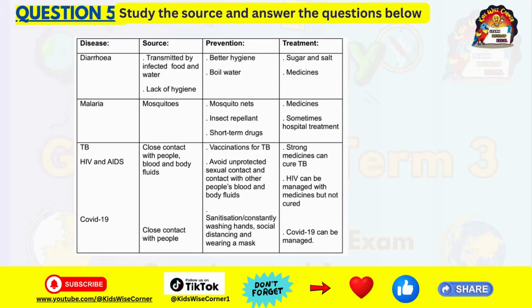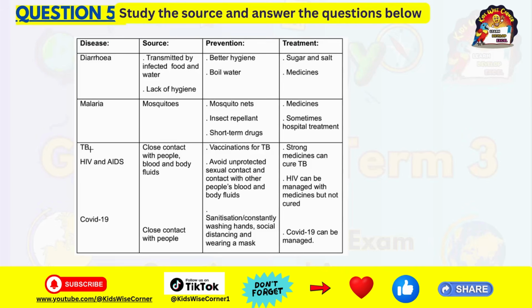Five, study the source and answer the questions below. So here we've got the diseases, the source, prevention and treatment. So the diseases, we've got diarrhea. The source of it is transmitted by infected food and water, also lack of hygiene. To prevent diarrhea, better hygiene, boil water. Treatment is sugar and salt and medicines. For malaria, its source is mosquitoes. Prevention is mosquito nets, insect repellents, short-term drugs. Treatment is medicines and sometimes hospital treatment.